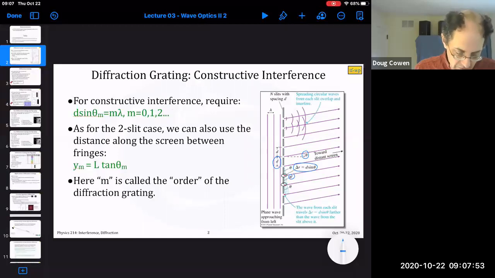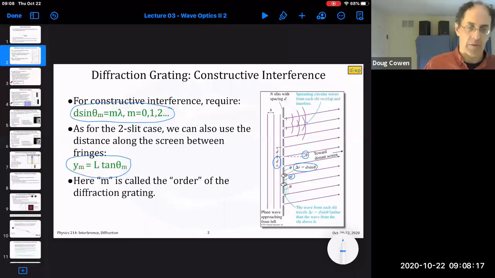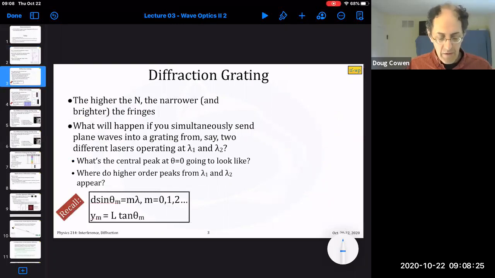The general expression is given by what's written there, d sine theta_m equals m times lambda, and m here is called the order of the diffraction grating. If instead of that particular angle, you want to know the position on the screen far away where this fringe will occur, then you can use simple trigonometry to arrive at this formula that gives the position y sub m. The higher the value of N, the narrower and the brighter are the fringes at all the different orders m.